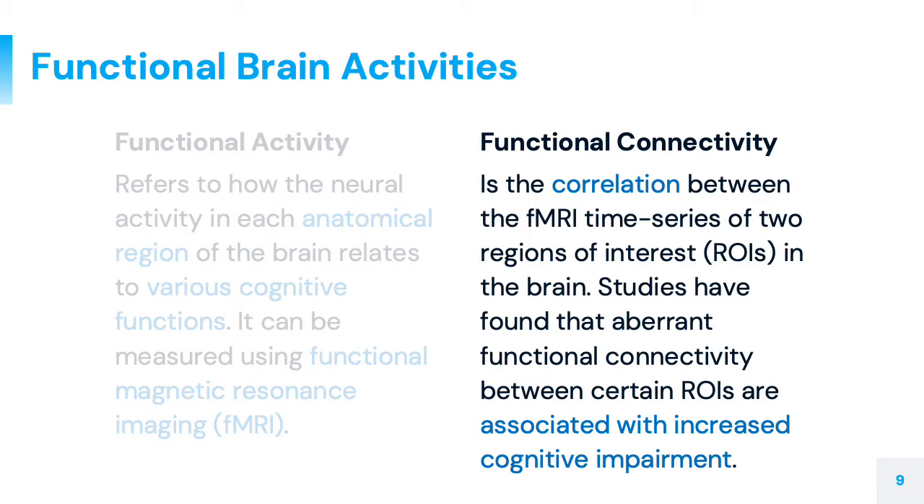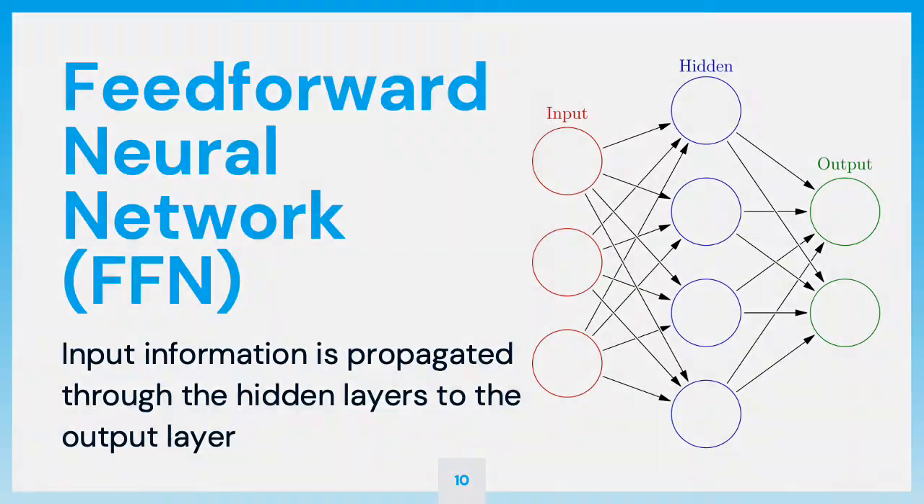Functional connectivity is the correlation between the neural activity of two different ROIs in the brain. Studies have found that aberrant functional connectivity between certain ROIs is associated with increased cognitive impairment. Thus, functional connectivity ought to contain information on the salient features of AD.